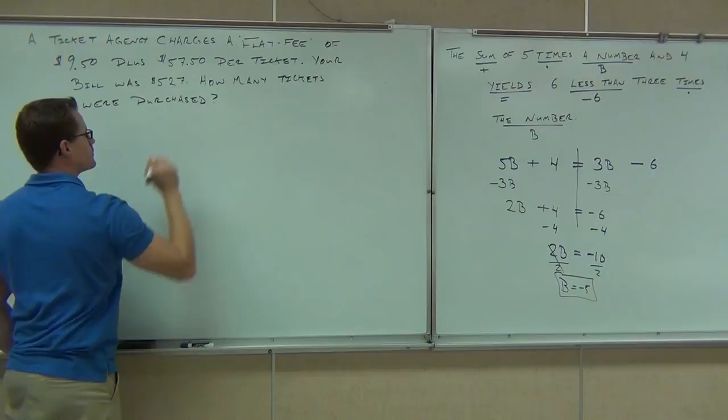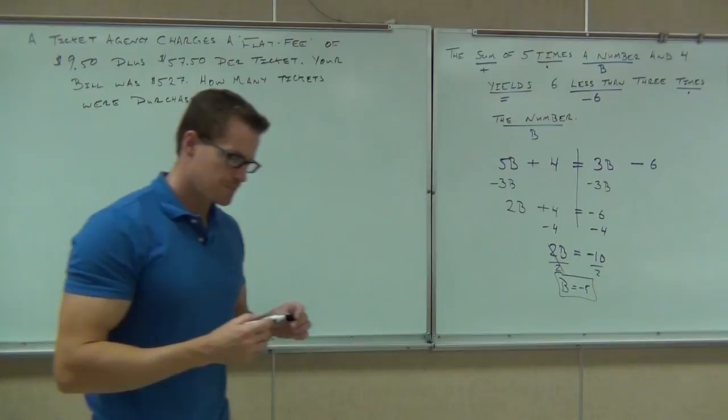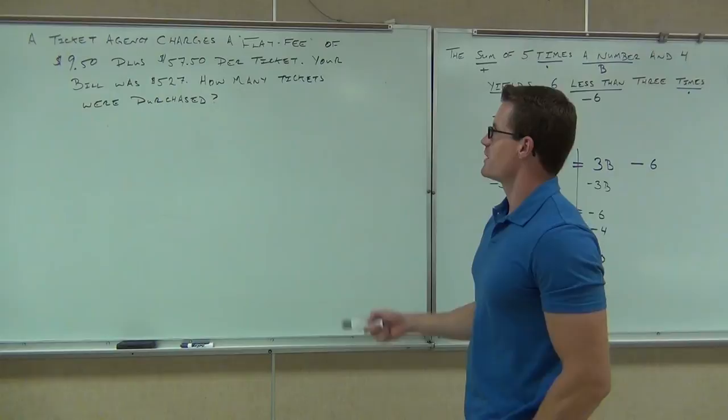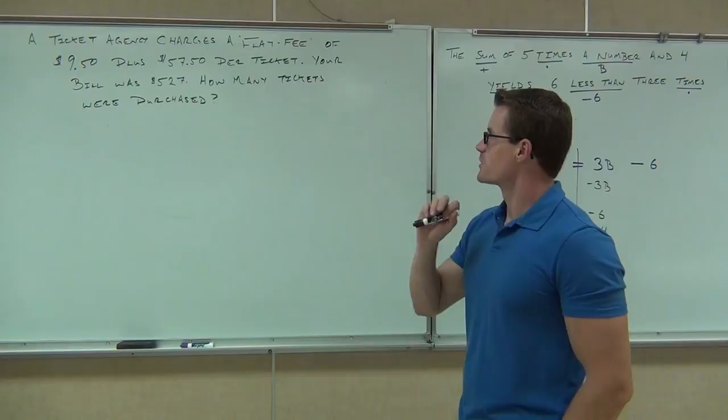We're going to do this the same way we set up these word problems. We're going to read through and try to find these words that mean mathematics. So, let's look at that. Ticket agency charges a flat fee of $9.50. You all okay with the word flat fee? Yeah. Means it doesn't change. Flat fee of $9.50 plus $57.50 per ticket. Your bill was $527. How many tickets were purchased?